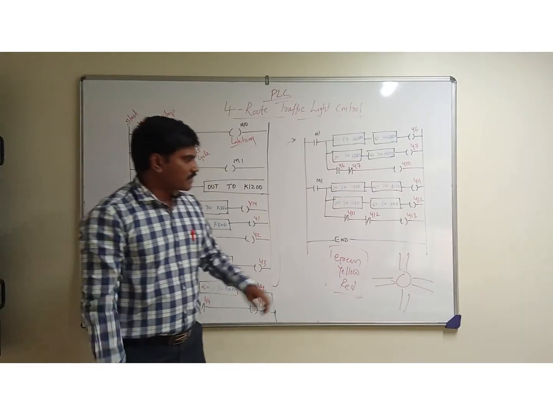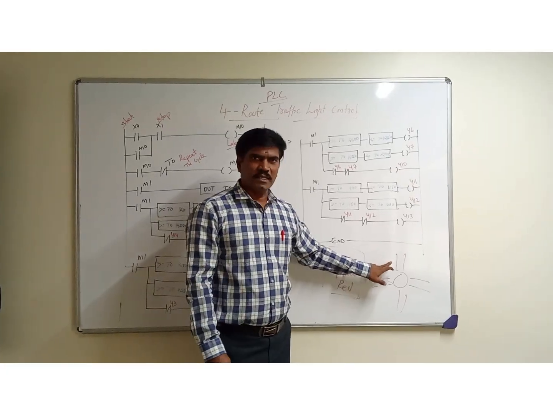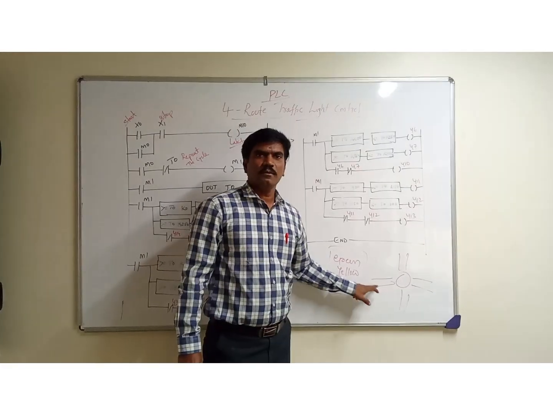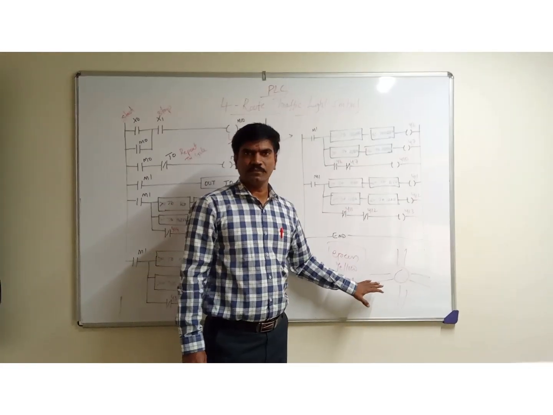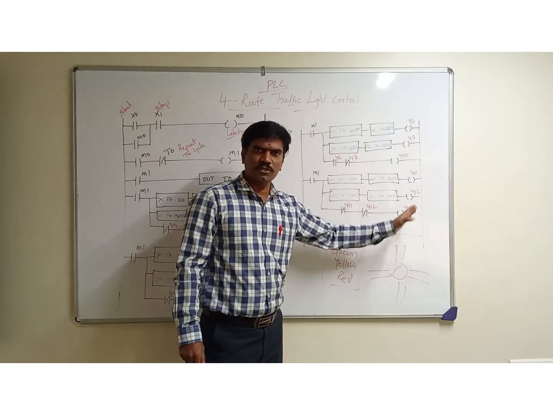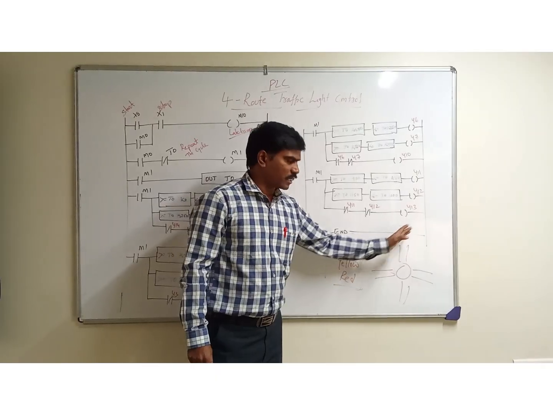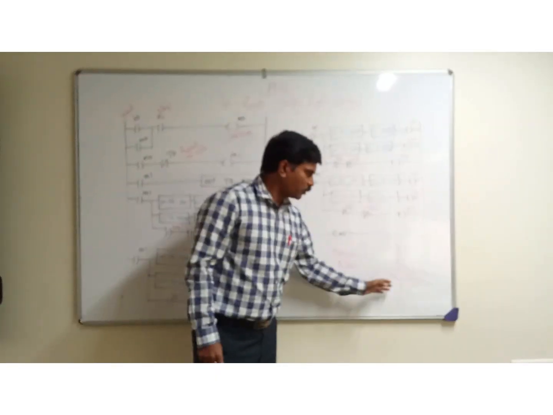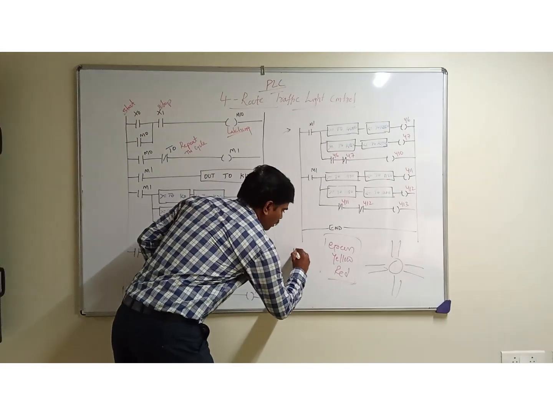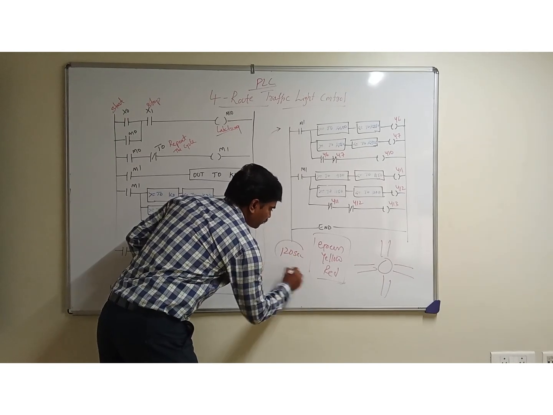So let us take an example. If route 1 green light is on, then the other three routes should be highlighted by red color. Once the green light is completed, it has to shift to the yellow color, and afterwards red color. Like that, it has to continue for all four routes. And our total cycle time is 120 seconds.